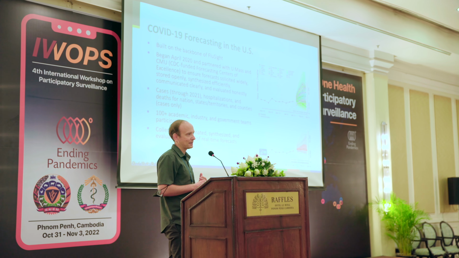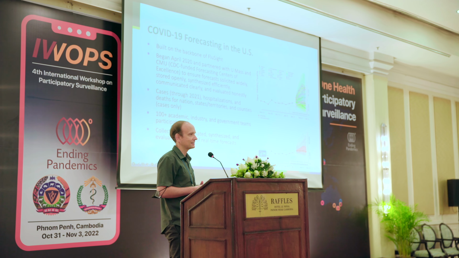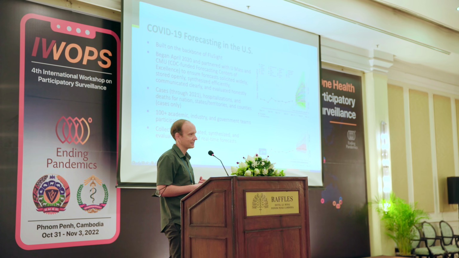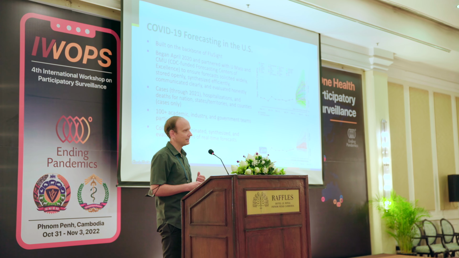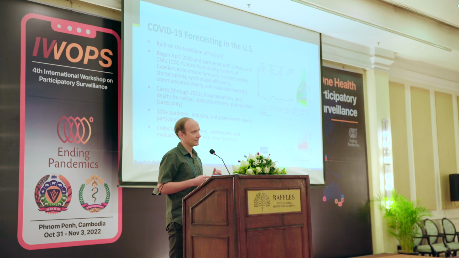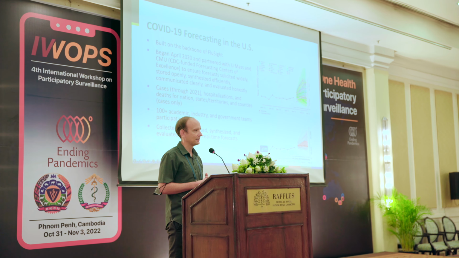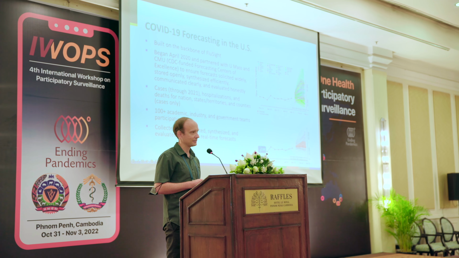When the COVID-19 pandemic hit in the US, we built our forecasting system on the backbone of FluSight, which was our flu forecasting system. This began in April of 2020, and we partnered with University of Massachusetts and Carnegie Mellon to make sure we got forecasts from lots of different groups, stored those openly, synthesized them efficiently, communicated them clearly, and evaluated those. We did this for cases, hospitalizations, and deaths at the national level, the state and territorial level, and at the county level for cases only. We had over 100 different academic, industry, and government groups participating, and we collected, disseminated, and synthesized millions of real-time forecasts, and I'll be talking through some of those lessons learned today.